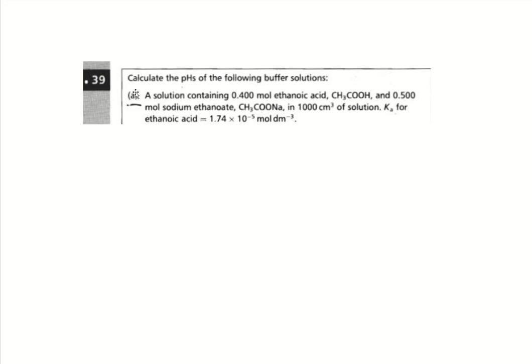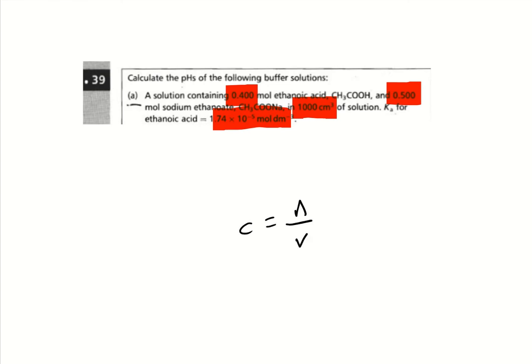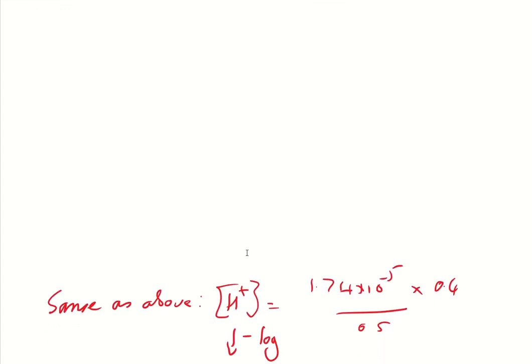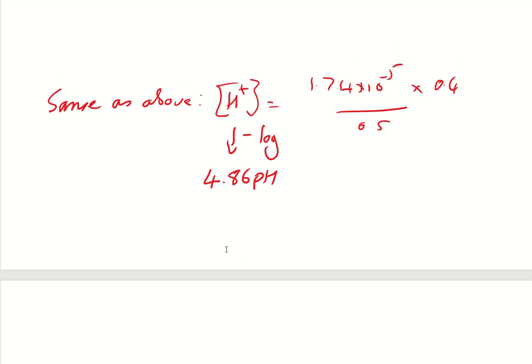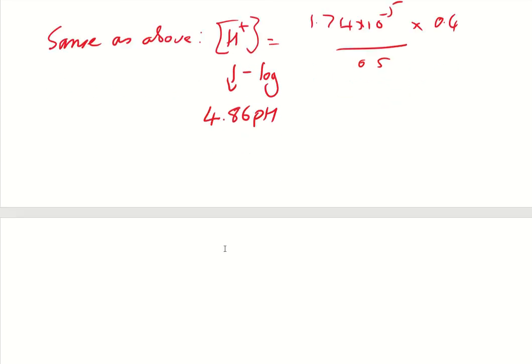Okay, so this was another very simple one. You had 0.4 moles of ethanoic acid, 0.5 moles of the salt of it, but it was all in 1 decimeter cube, 1,000 cubic centimeters, and you were given the Ka there. So the number of moles is equal to the concentration, simply because concentration equals number of moles divided by volume. Volume in this case is 1,000 over 1,000, sorry, which is 1. And you should have got the values as so, and a pH of 4.86. Very simple one, again, similar to the one above.